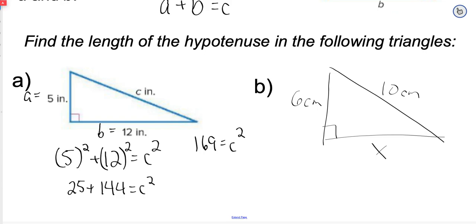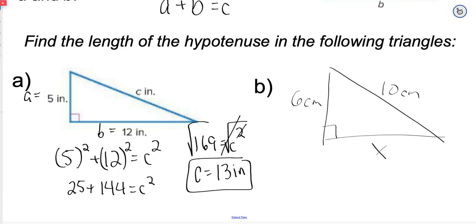And then C squared. So how do we undo that is the trick. So we have to square root both sides. So this is called the square root property when we take the square root of both sides. And that'll undo that square, giving us C is 13. Okay, and we have inches. And if you remember this kind of triangle, a 5, 12, 13 is a Pythagorean triple. Okay, those are kind of nice because you get a nice number in the end. All right, let's try B, and then we should be good to go.